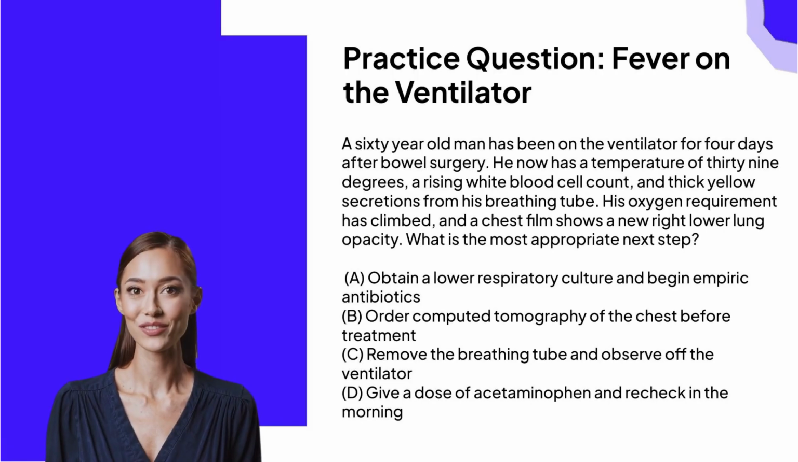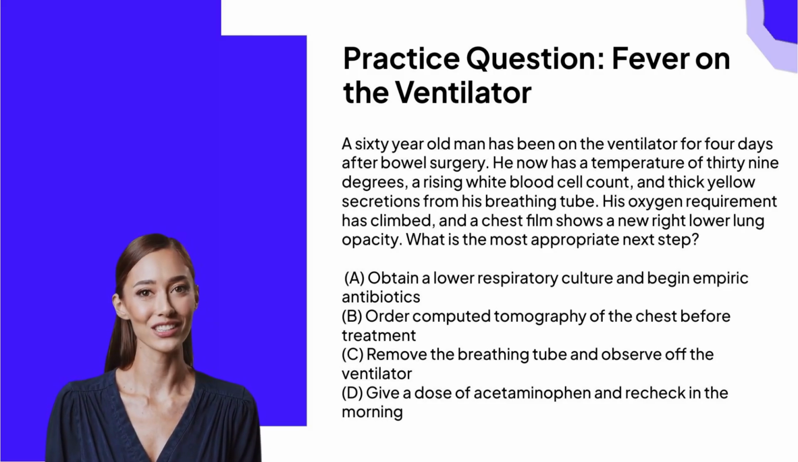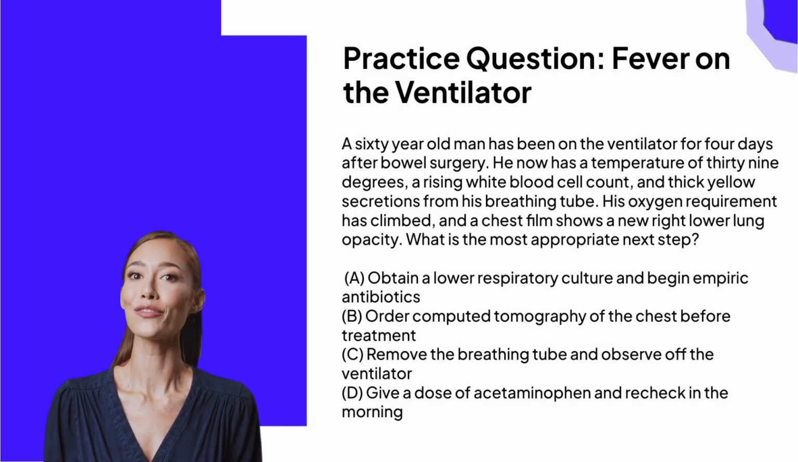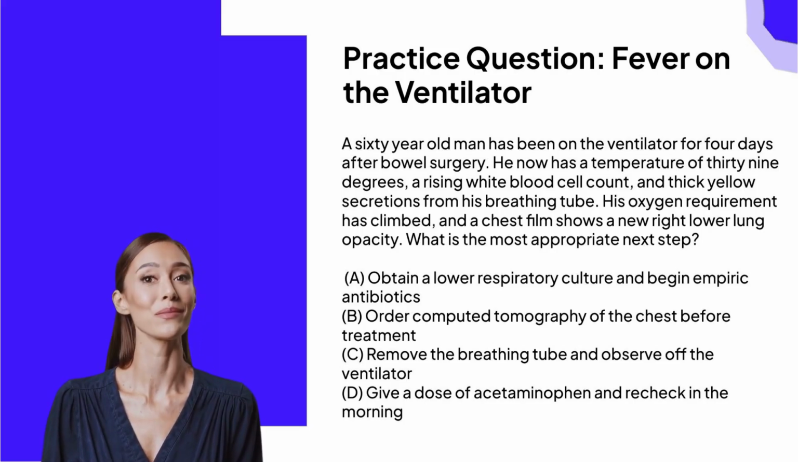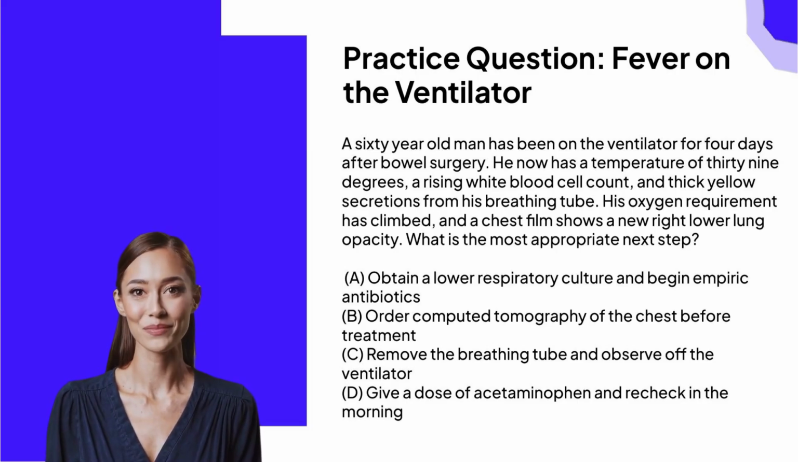Let us work through our first practice question on ventilator-associated pneumonia. A 60-year-old man has been on the ventilator for 4 days after surgery for a perforated bowel. He now has a temperature of 39 degrees, a rising white blood cell count, and thick yellow secretions from his breathing tube. His oxygen requirement has climbed over the past day, and a chest film shows a new patch of opacity in the right lower lung. The question asks for the most appropriate next step.